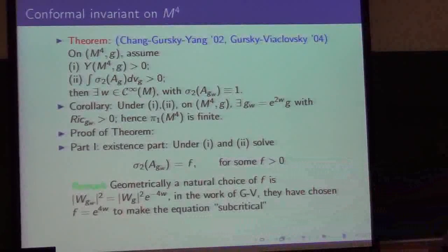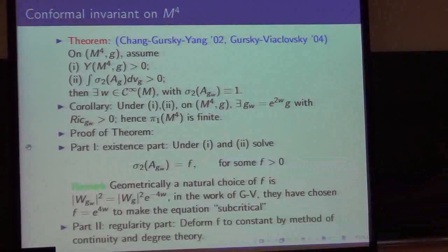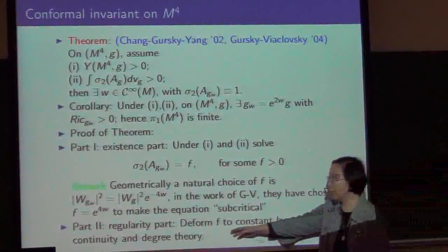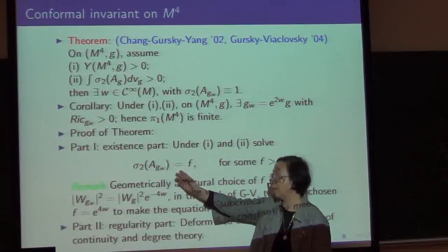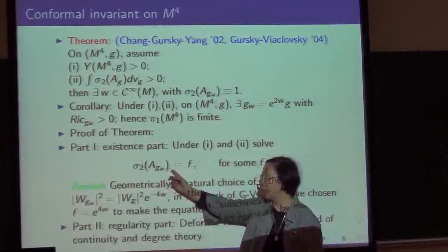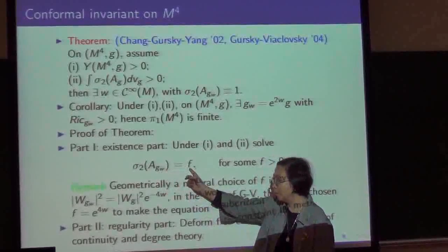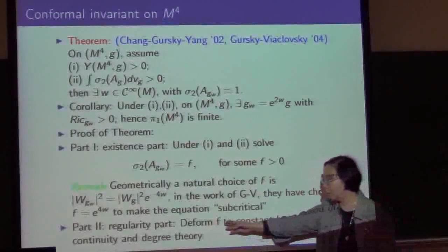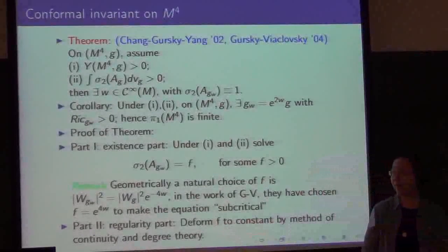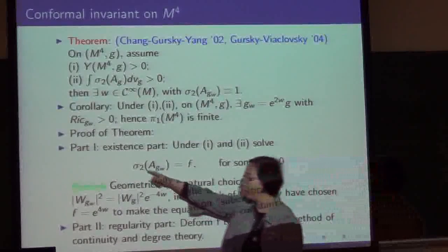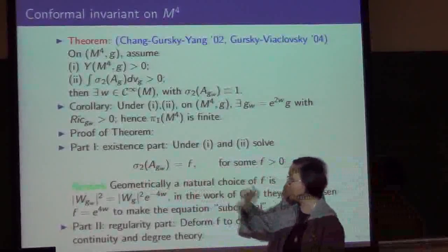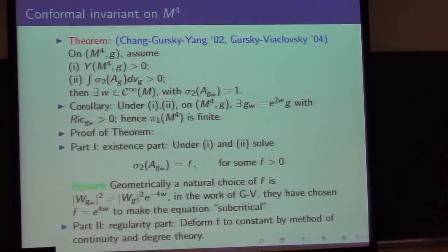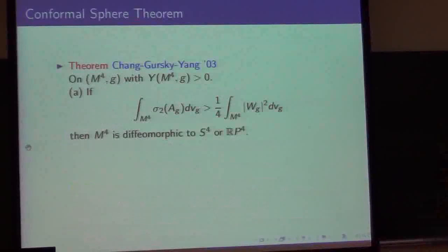And that's a natural choice of the condition. And then the second part is, once you get a positive thing, then you know that in the conformal class it's already in the positive cone. Then you use the continuity method to deform f to a constant. And that constant is according to the sign of the integration of sigma 2. So f equals 1 in this case. So that's the outline of the proof.